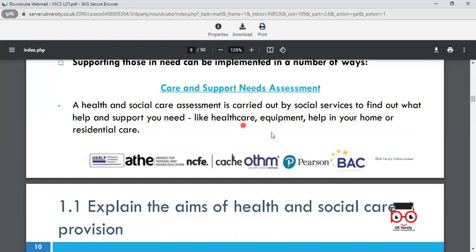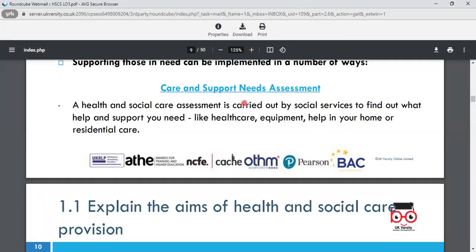So you could provide a care and support needs assessment. You assess what care and support they require. A health and social care assessment would be carried out by social services in order to find out what help and support they need, like healthcare, equipment, help in their home or residential care. So this is again specialized care.